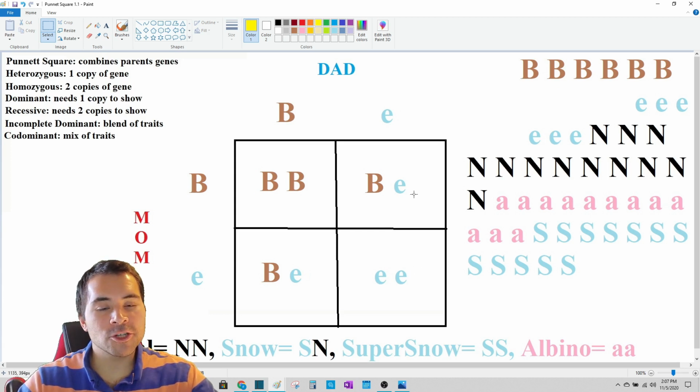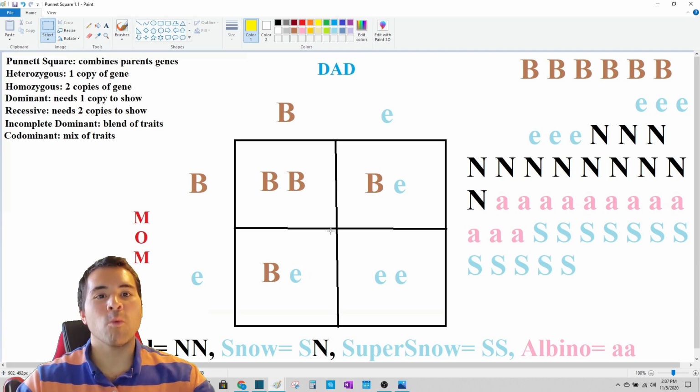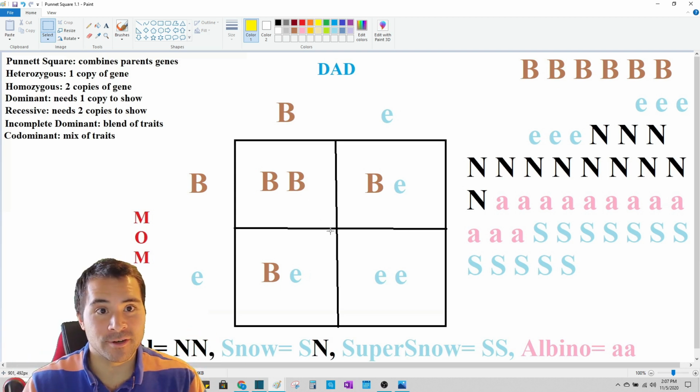And again, these are just probabilities. So this box can multiply on. What if your parents had 8 children? The odds are still the same. So think of it as percentages.